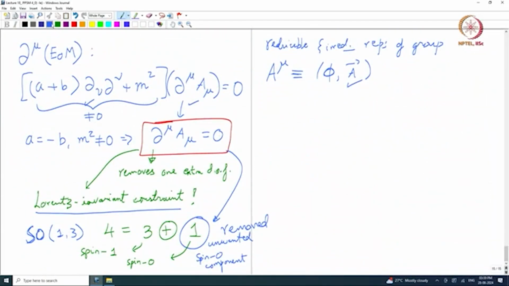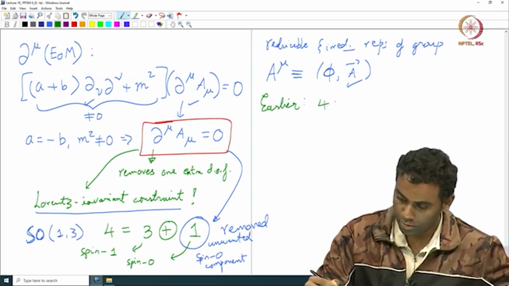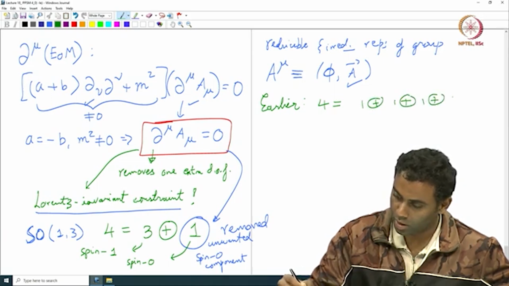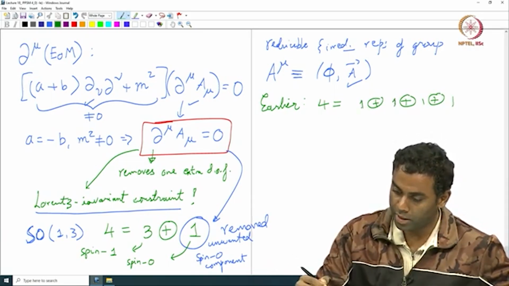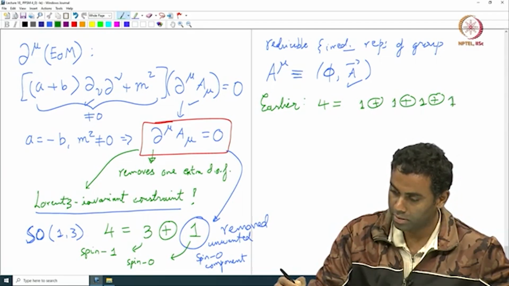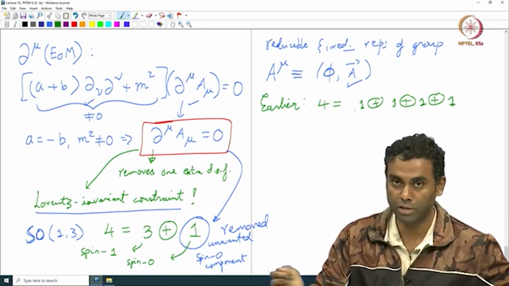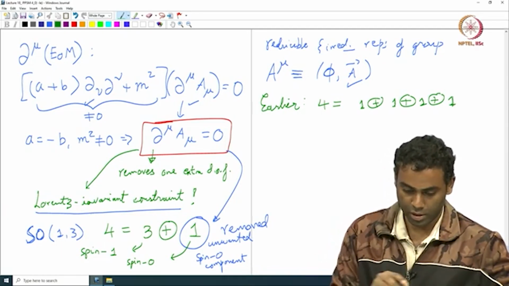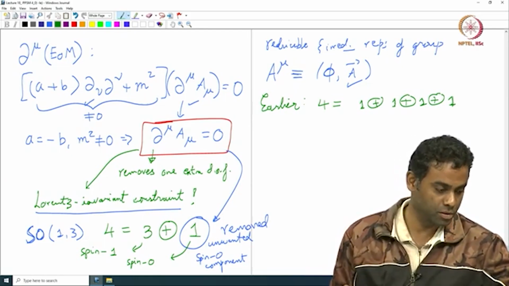In other words, earlier the 4 was actually a 1 plus 1 plus 1 plus 1, okay, and so each of them were independent propagating modes, and that is why we ran into the problem before, and we could not remove any of these using any constraint, right. But if we now transform the whole thing as an actual 4 vector, this is always possible, okay, good. So that is what we have done.